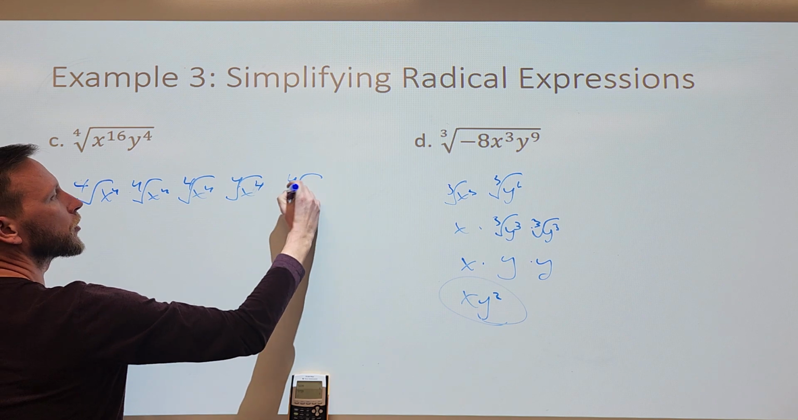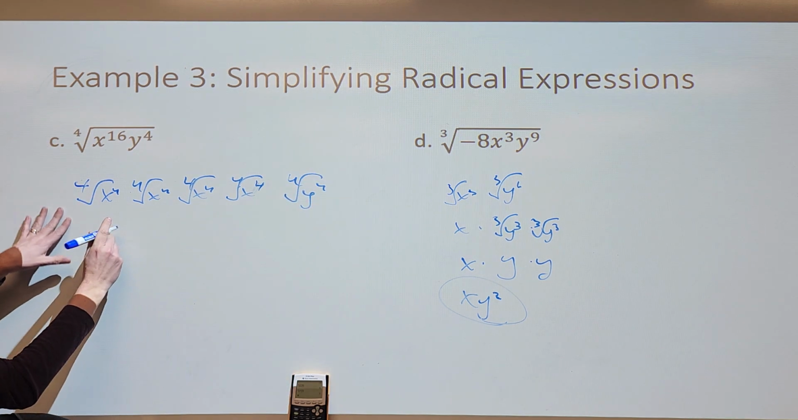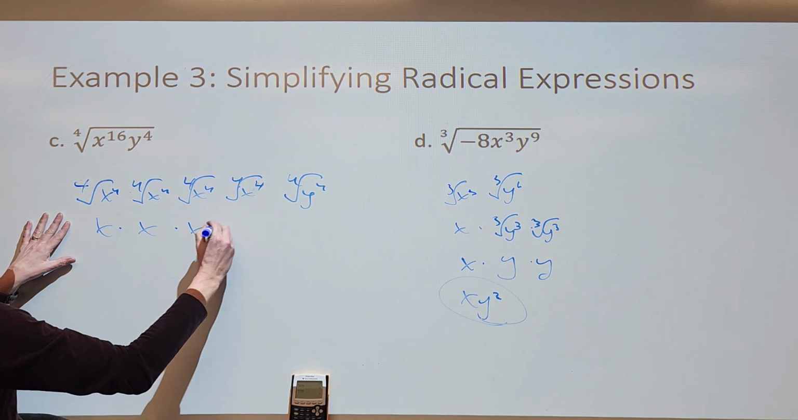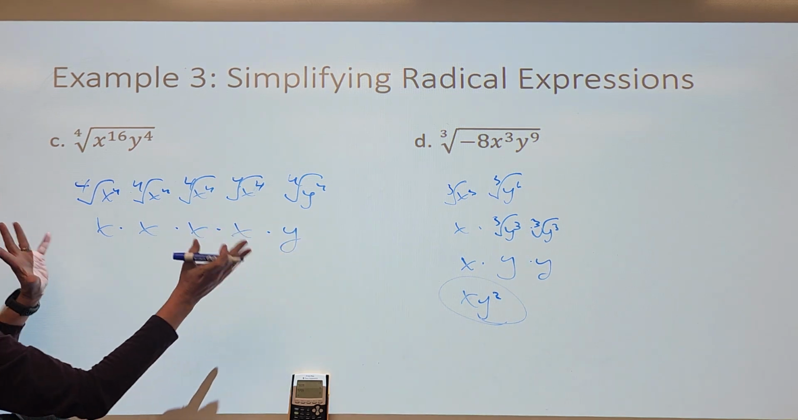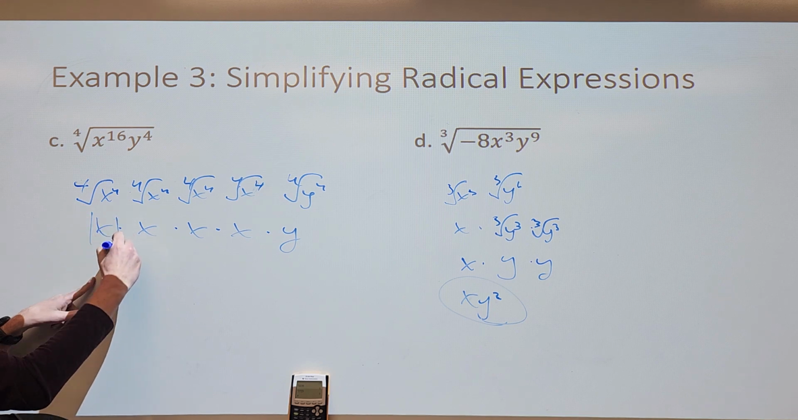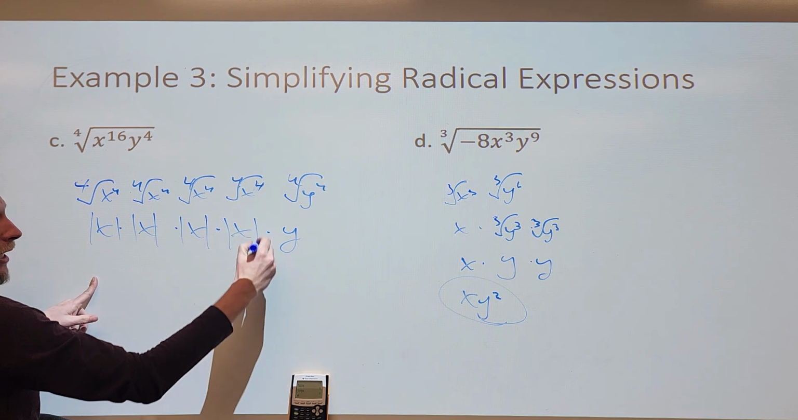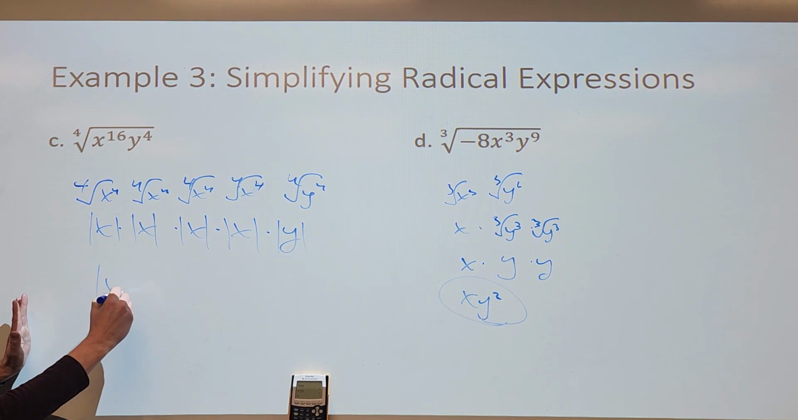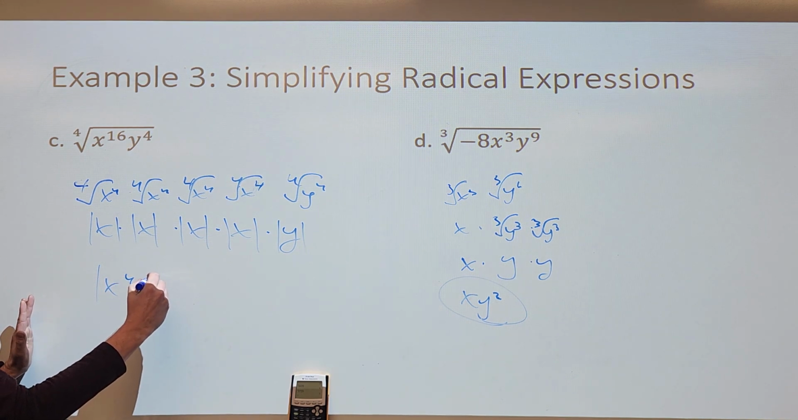And then we have the 4th root of y to the 4th. And so when we do that, we get x, and x, and x, and x, and y. But we are ending up with an odd power now, so we need to say that's the absolute value of x to the 4th y.